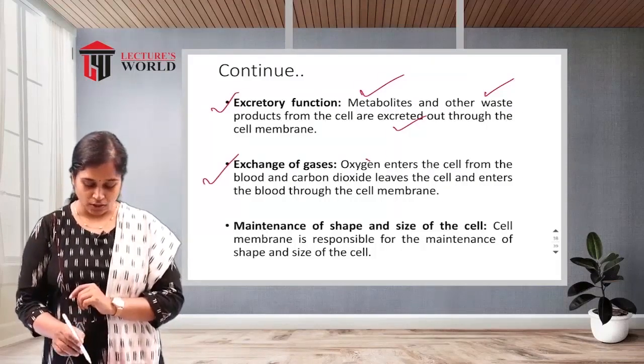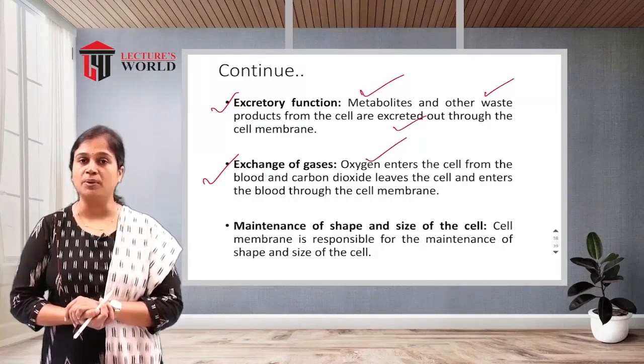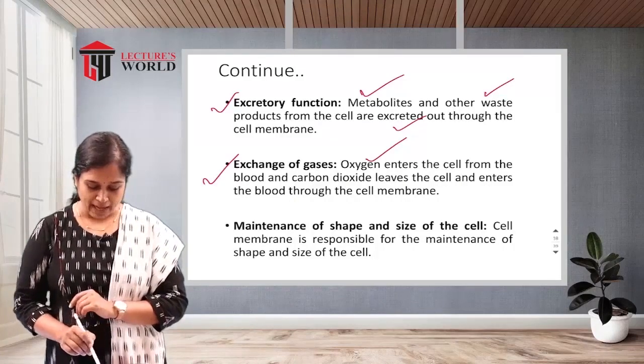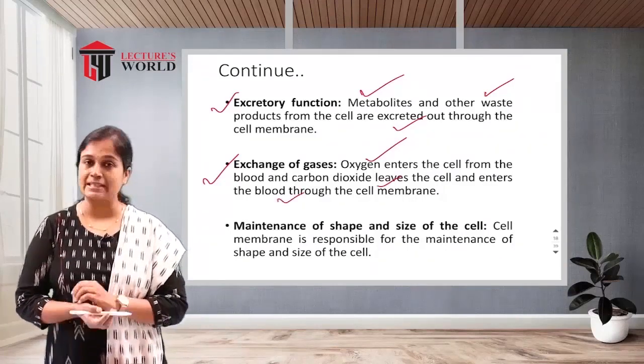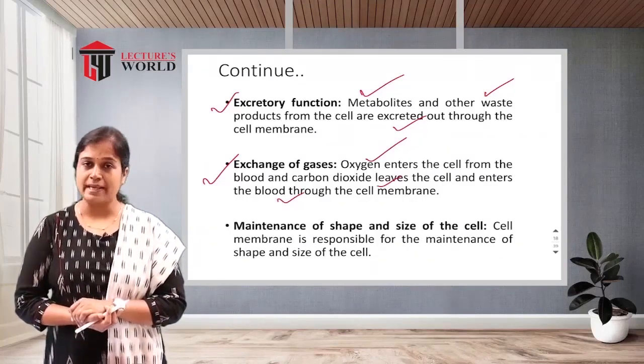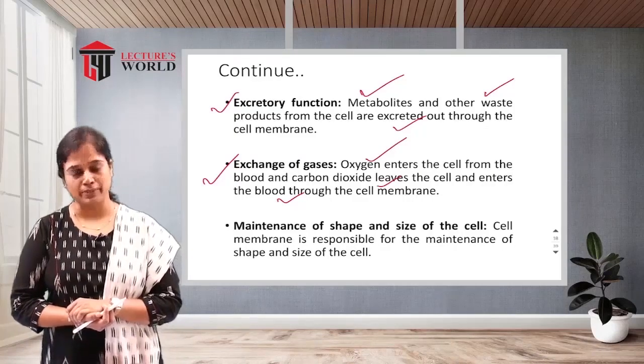Now another is the exchange of gases. As we know, oxygen enters the cell from the blood and carbon dioxide leaves the cell and enters the blood through the cell membrane only. So this gas exchange takes place through the cell membrane.